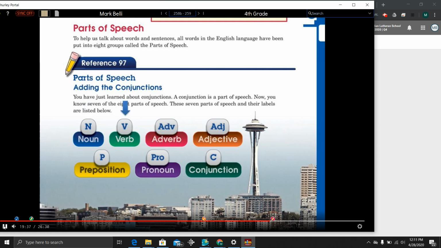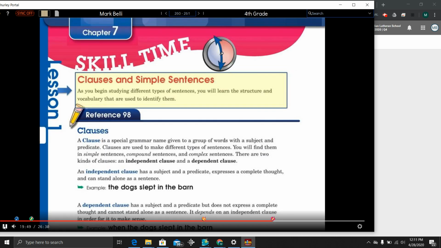Noun, verb, adverb, adjective, preposition, pronoun, conjunction. Today during skill time, we will learn about clauses.